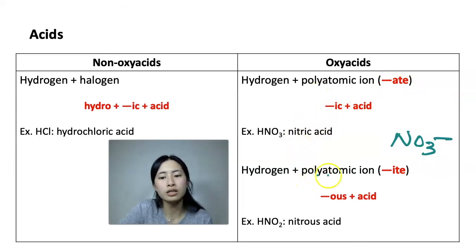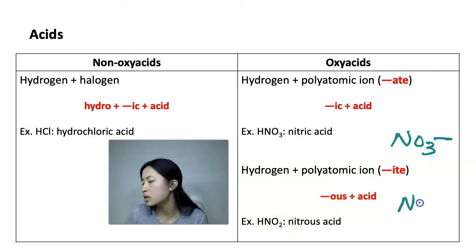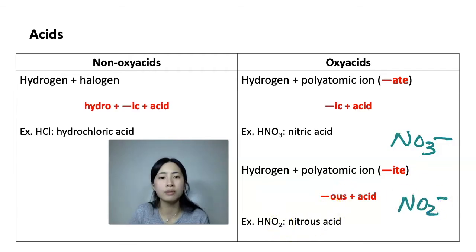Now moving on to polyatomic ions that end in ITE. For example, we have nitrite, which is NO2-. When you cross over the oxidation numbers of hydrogen and nitrite, you end up with HNO2. And as a result, you have to change the suffix into ous, and it becomes nitrous acid.